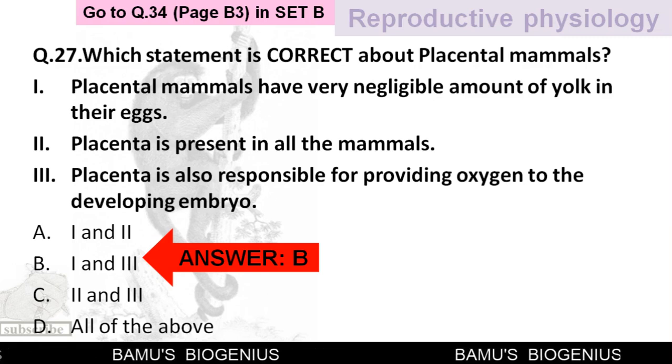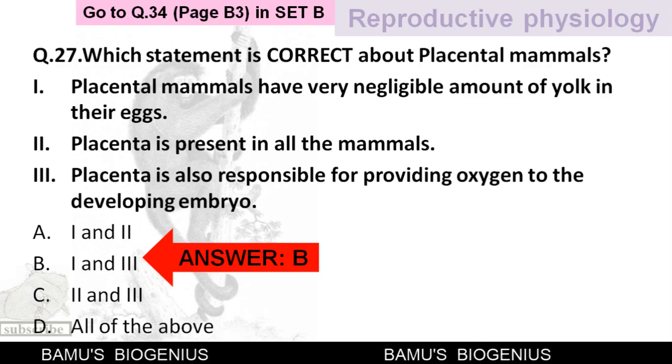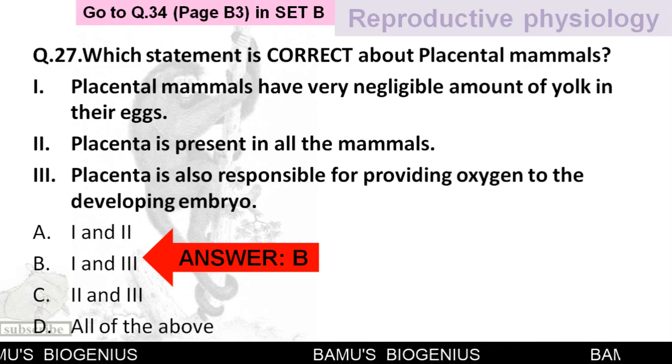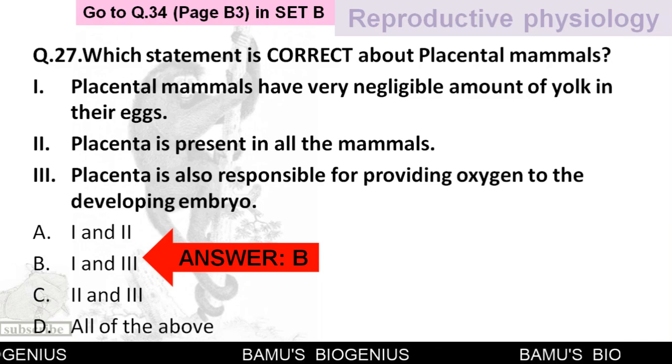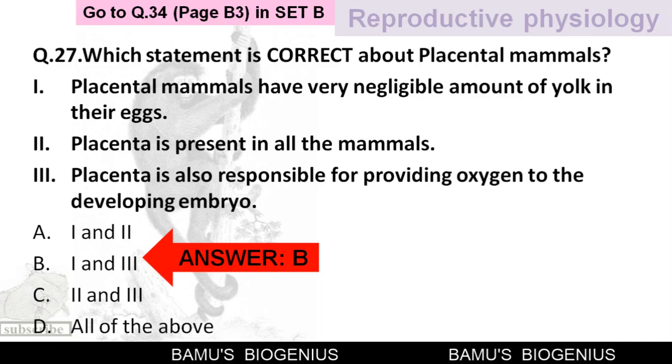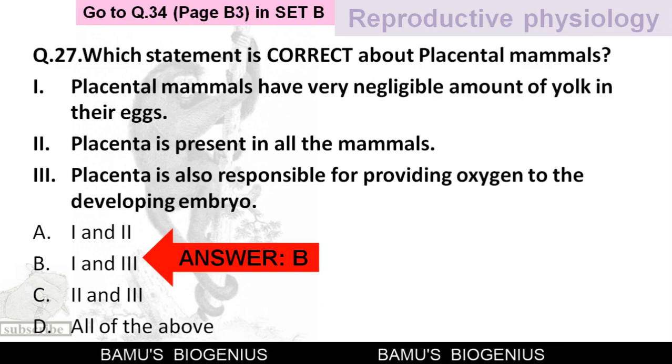The second statement is wrong. Placenta is not present in all mammals, because in some mammals, oviparity is there. That means those mammals lay eggs. So in such cases, placenta is not there. This is question number 27 in set A, and in set B, it is question number 34 on page B3.